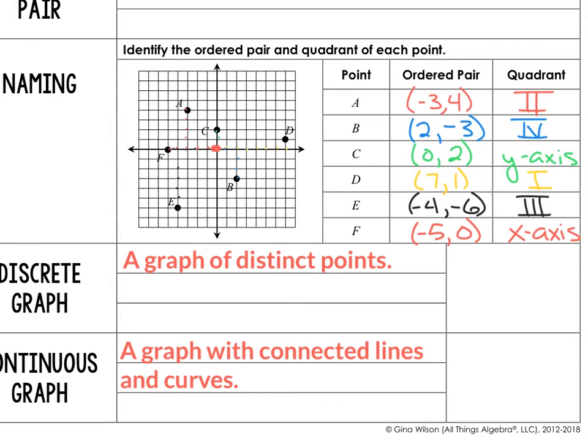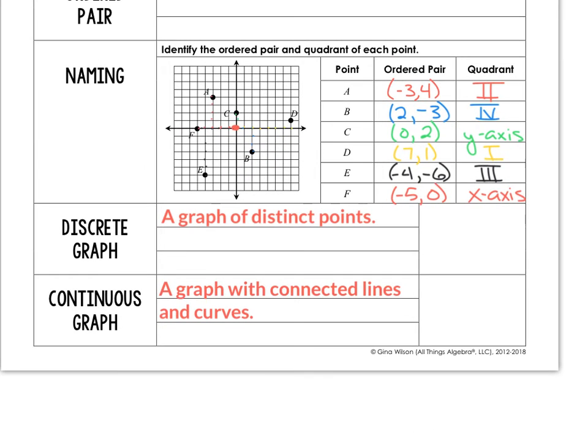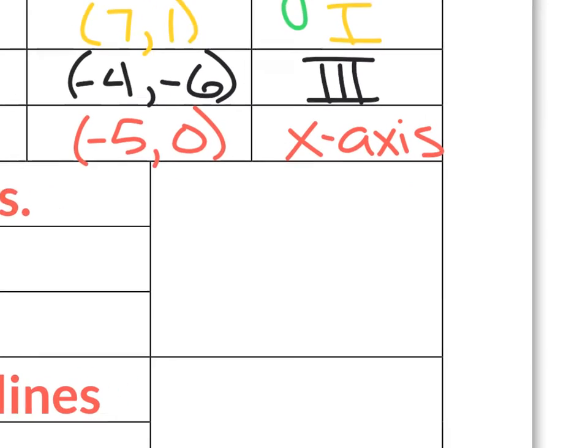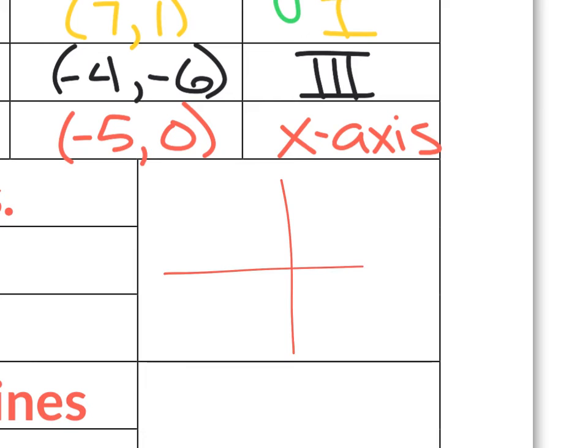All right. Now, the next thing we're going to talk about is a discrete graph and a continuous graph. A discrete graph is a graph of distinct points. That's why they call it that. It doesn't matter where the points are, it's just a graph of points, basically. So for an example, let's draw a coordinate plane and just put some points, because it doesn't matter where they are. We have no lines on a discrete graph. Sometimes these are used for scatter plots, sometimes for other things.